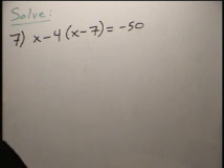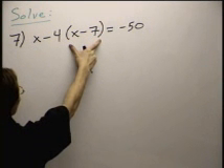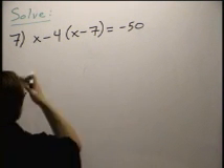And the way we do that is, first of all, if there are any grouping symbols, we need to get rid of those. And second of all, we need to combine any like terms. Okay? So let's do that.